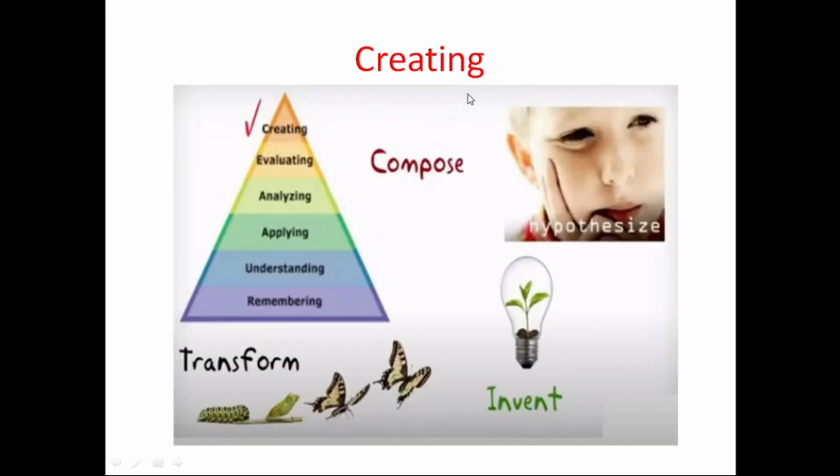Level 6 is create: we can compose, innovate, transform, and find new things. So from knowledge to creating, there are 6 levels, and based on these we have to coin our COs. Based on the COs, there should be mapping with the 12 graduate attributes defined by the NBA. We have to map CO with PO, and also take care of the Bloom level.